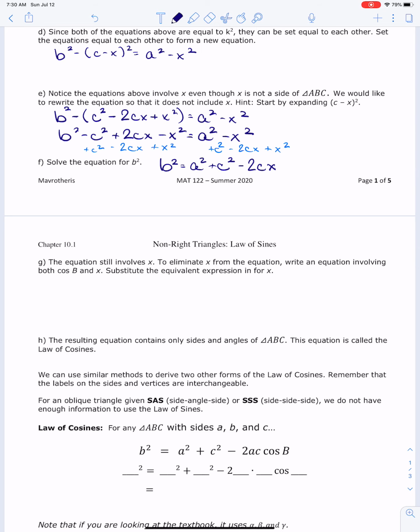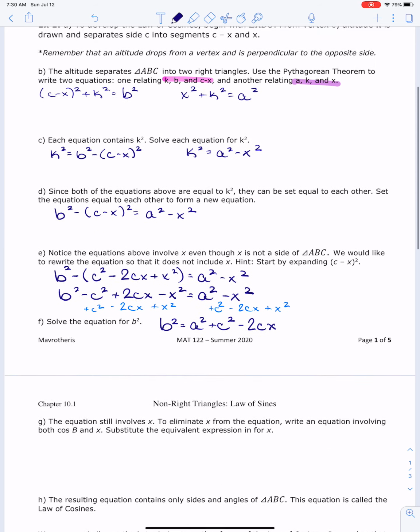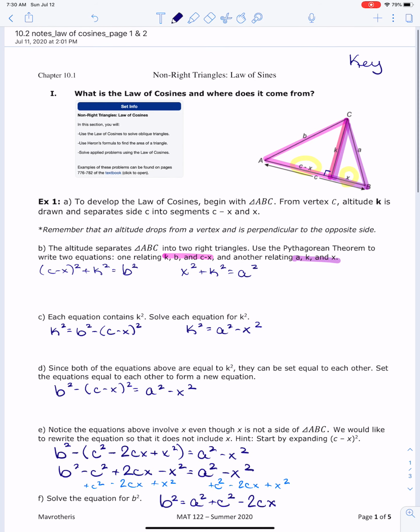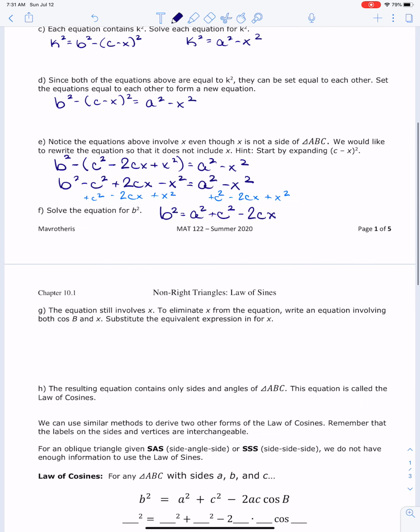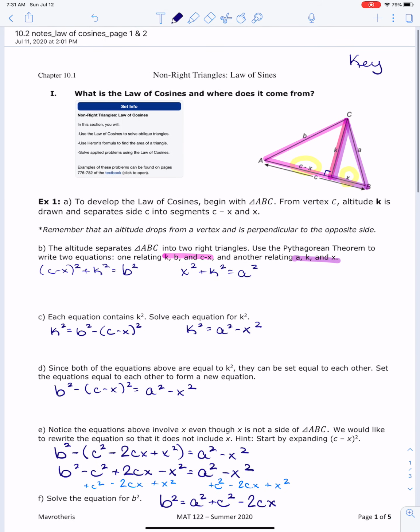Okay. I still have an x involved, which I'm not crazy about. So let's go back up here. I'm going to take a look at the purple triangle, my smaller right triangle, and I want to come up with a way to get rid of that x. So our hint tells us to write an equation involving cosine b and x.